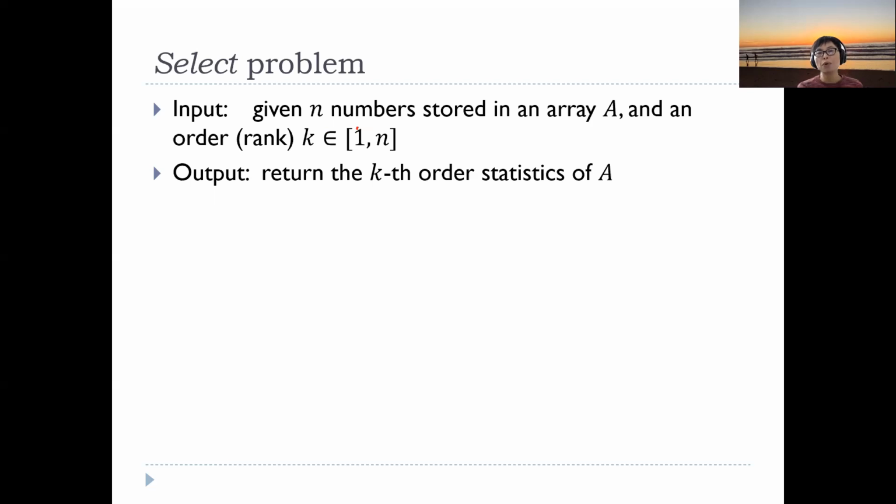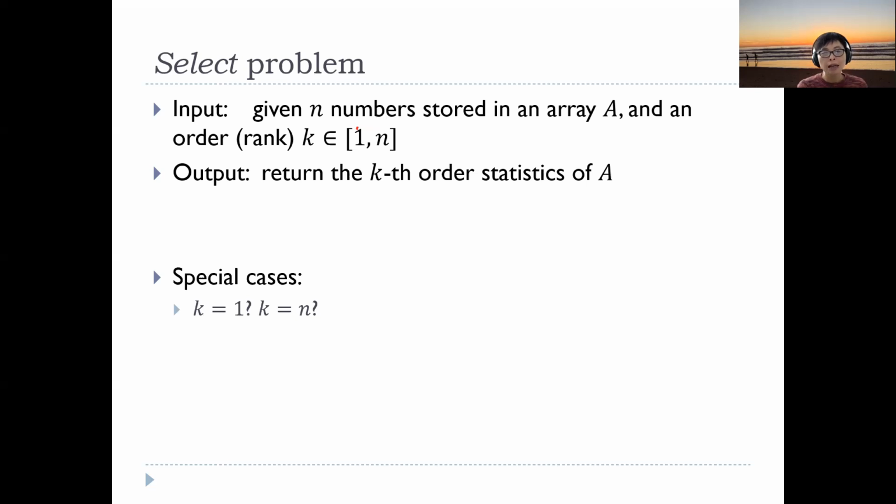For example, if I give you an array A and k equal to 1, that means you are supposed to return the smallest number in this array. If I give you k equal to n over 2, then you're supposed to return the median of this array. That's what we want to do, and we want to be able to do this efficiently.